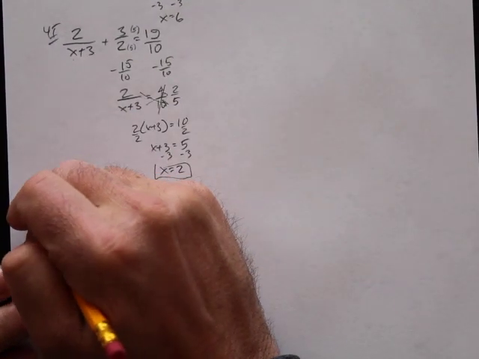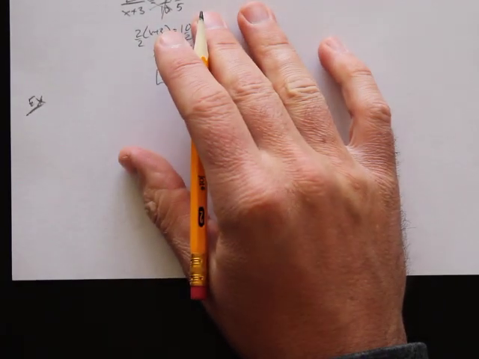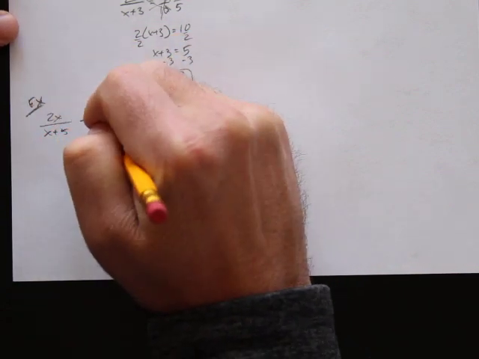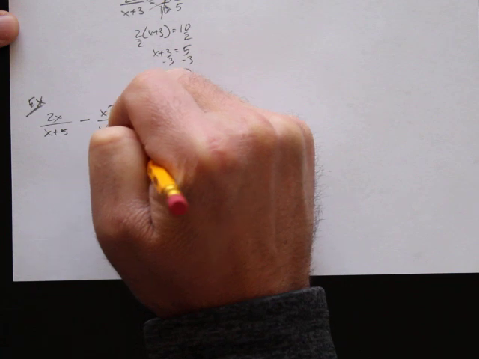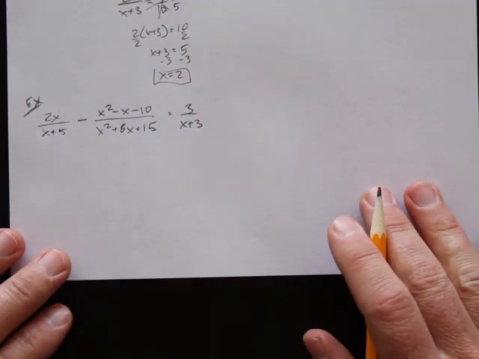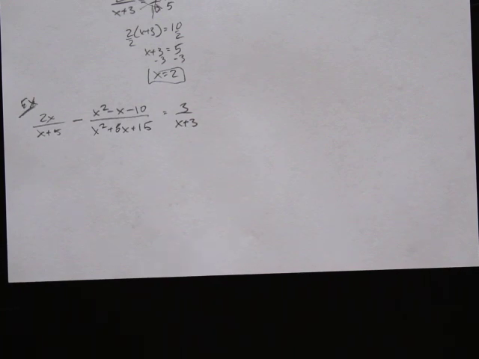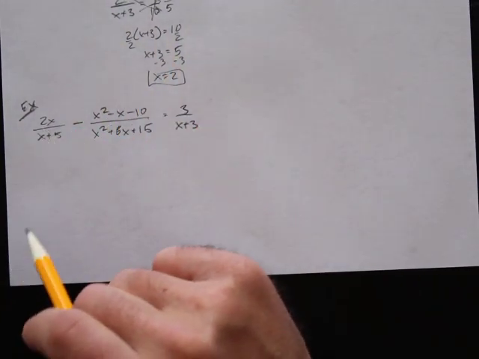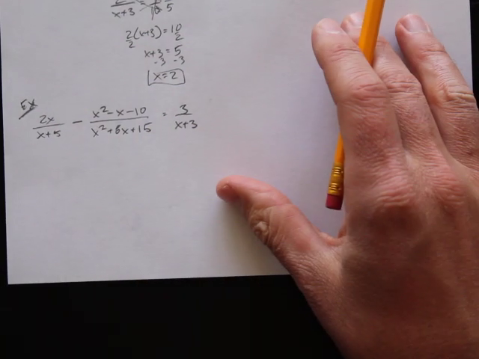All right, let's get a little bit more complicated here. I've got 2x over x plus 5 minus x squared minus x minus 10 over x squared plus 8x plus 15 equals 3 over x plus 3. All right, so this is pretty similar to, I think it was 8-3 or something, where we were simplifying, we were doing these big rational equations. Now we are solving for x. So we've got this equal sign. We're going to try to solve for x. That's what we're going to do this time.